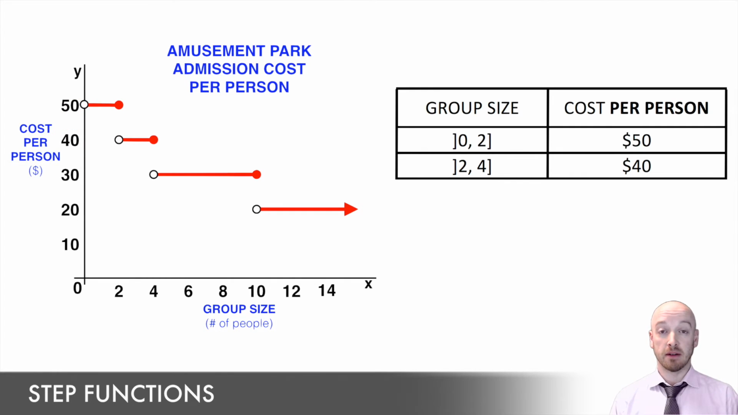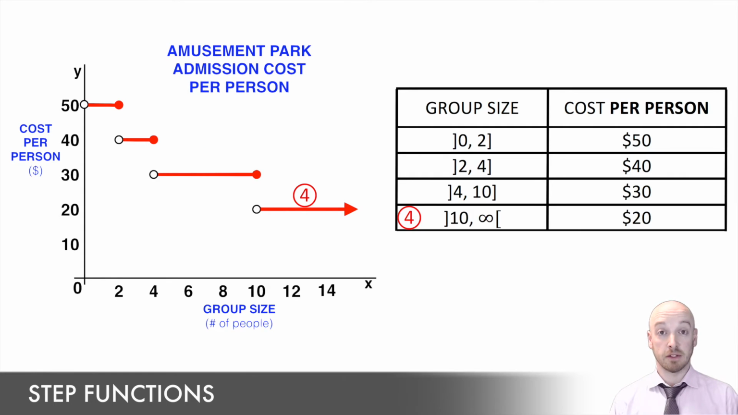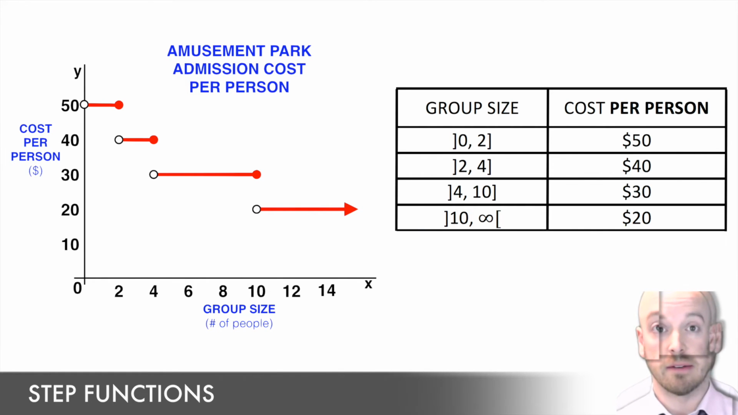Now I'll finish filling in my table here. Groups larger than 4 but less than or equal to 10 people are going to pay $30 each to get into the amusement park. And any group that's larger than 10 people is just going to pay $20 each for admission. Now notice in that table of intervals, every time I had an open circle, my square bracket was turned away from the number, meaning I don't include it in that step. Anytime I had a full circle, I hug the number to show that I'm including it.